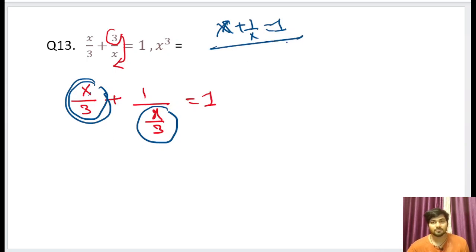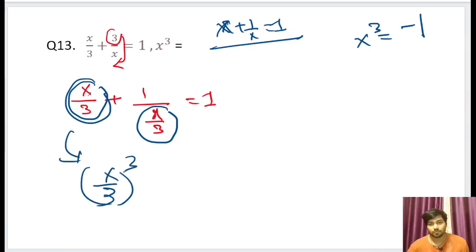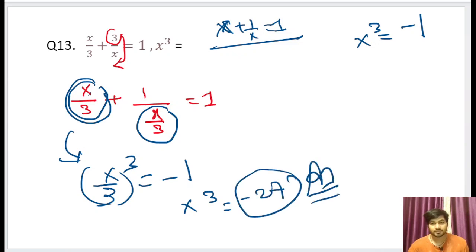So from this, we have x cube equals minus 1, right? So I can say x by 3 whole cube equals minus 1, which means x cube equals minus 27. Directly, I can say this is the answer.